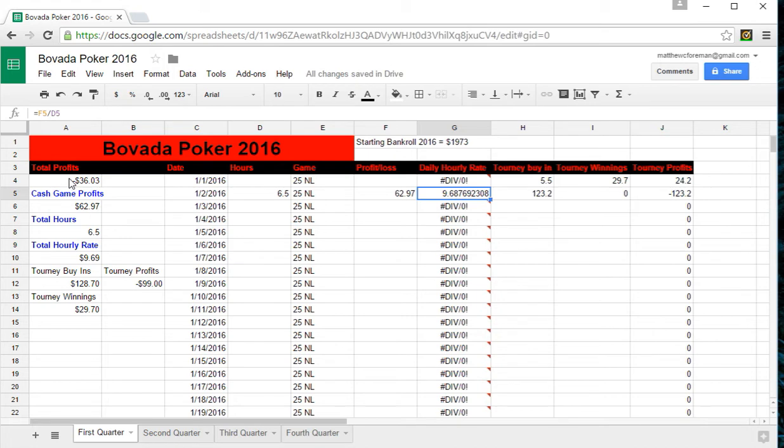And then we come over here, total profits. This is actually total profits for both cash games and tournaments. So on this, I'm down negative $36.03.